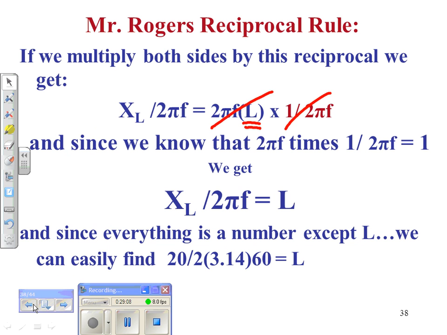Okay, and since everything is a number except L, we can easily find 20 divided by 2 times 3.14 times 60 is equal to L. And that's a real calculation that you might have to do.